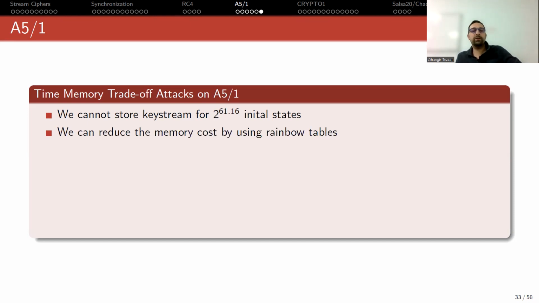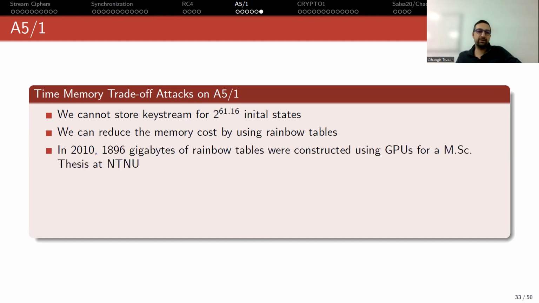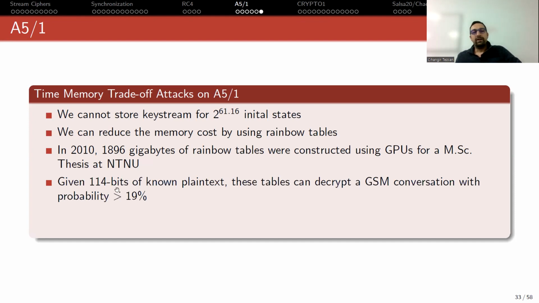So we can reduce the memory cost by using rainbow tables. This is a time-memory trade-off attack. For instance, in 2010, in a master's thesis at NTNU, people used a few GPUs to generate around 2 terabytes of rainbow tables. And once you are given 114 bits of known plaintext, these tables can decrypt a GSM conversation with a probability larger than 19%. Okay?